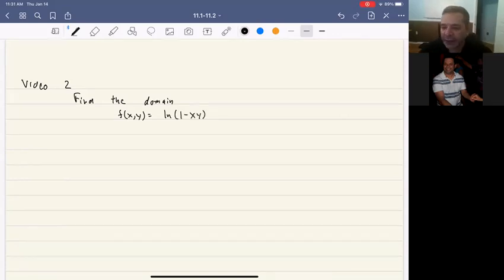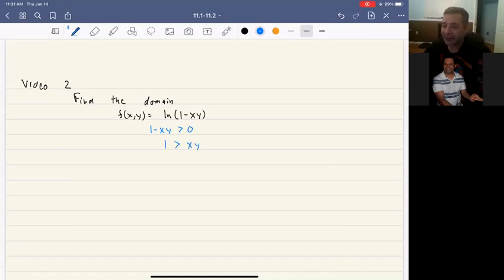Okay, so again, if we're taking the natural log of something, whatever we're taking the log of needs to be greater than 0, strictly. So our restriction is 1 minus xy has to be greater than 0, or 1 has to be greater than x times y. Now this one's a little bit tricky.